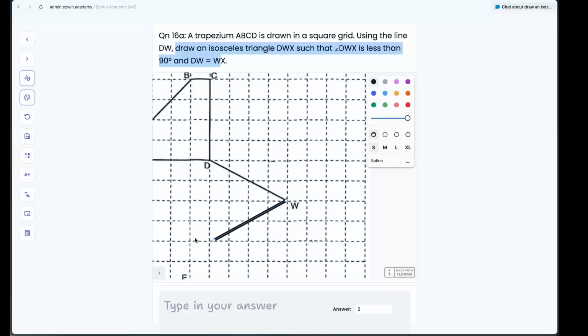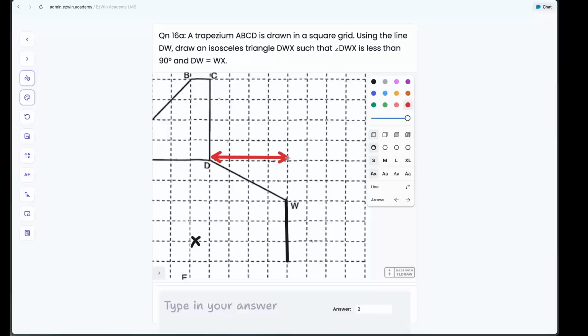And we want to make sure that X over here, the angle DWX, is less than 90. So if it's like this, which is definitely more than 90, then this is wrong. So first we need to measure the length of DW. How do we measure length? It's basically forming a triangle. So in this case, to form a triangle, just using DW, it looks like this.